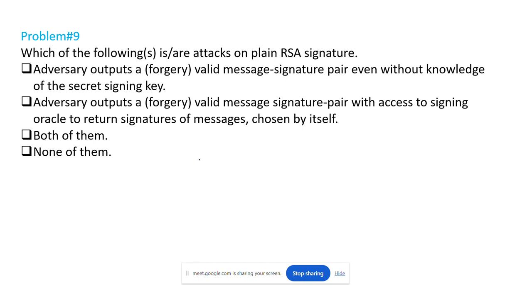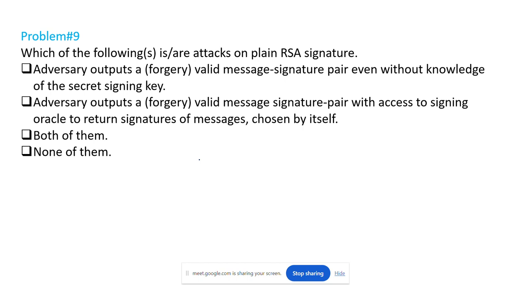Yes, you can say that. In both cases, of course, the signing key is supposed to be secret, so in no manner should the adversary have knowledge of the signing key. But what I meant in the first option is that you don't even have access to the signing oracle. So what you answered is correct: you can exploit the signing oracle to generate a valid message signature pair of your own. And even without signing oracle access, you can generate a valid message signature pair. The message may not be of your own choice, but you will be able to generate that.